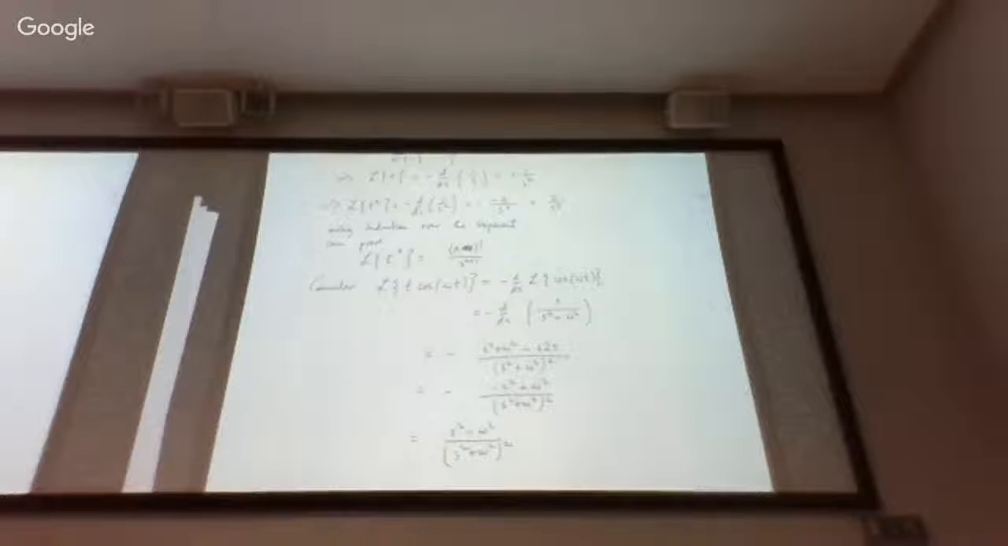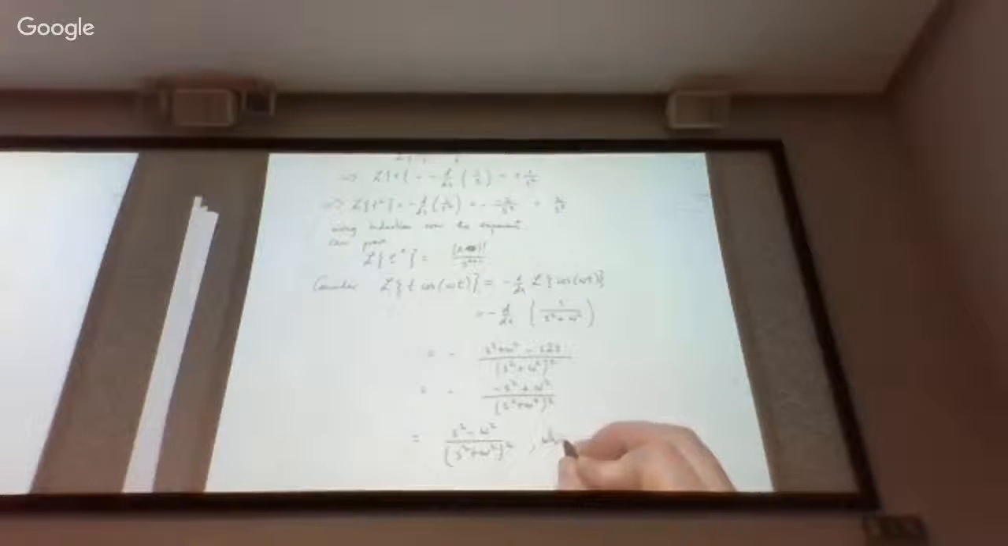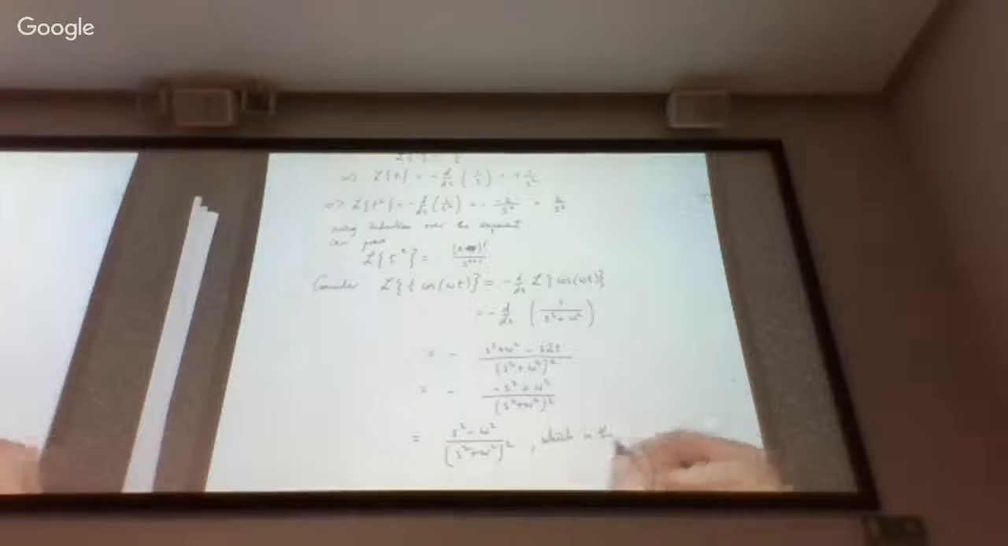Which hopefully, if I haven't made any mistakes, should agree with what's halfway down the table, page 40. It does, as expected. So this is a property about how differentiating the Laplace transform relates to multiplying the original function by t.